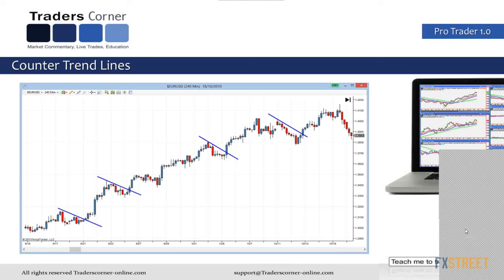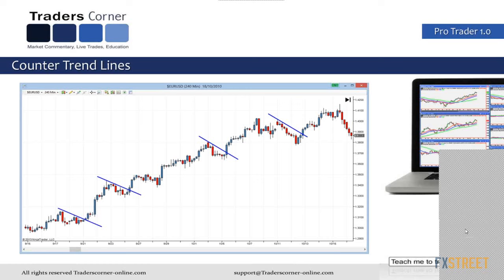So the counter trend line break is a relatively simple one. We're looking for the market to trend in a direction, then we look for the pullback, we contain the pullback, and then we enter on the counter trend line break. And if you want to add in a 1-2-3 reversal from a lower time frame, you can do that as well.